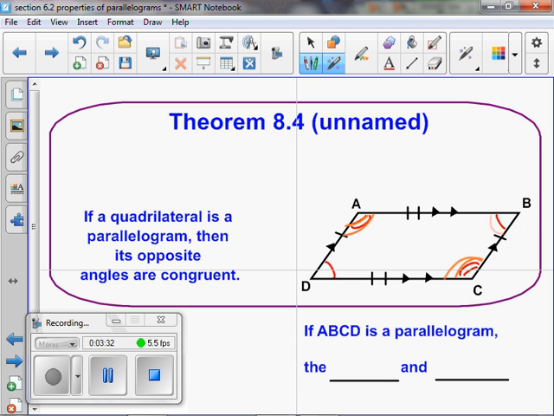Pretty straightforward. So if ABCD is a parallelogram, then angle A is, you know what, I'm just going to write this. I don't know what I did, but I screwed something up. If ABCD is a parallelogram, then angle A is congruent to angle C, and angle D is congruent to angle B. Let's move on.